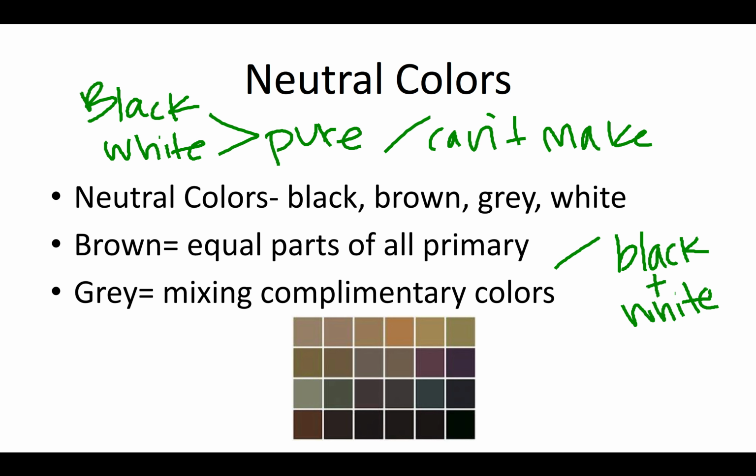Neutral colors. These are colors like black, brown, gray, and white. So black and white are pure colors, so you actually can't make them. Brown, you make by mixing equal parts of primary colors. What are the primary colors? Red, blue, and yellow. You get gray by mixing complementary colors, which we will go over in a minute, what complementary colors are.